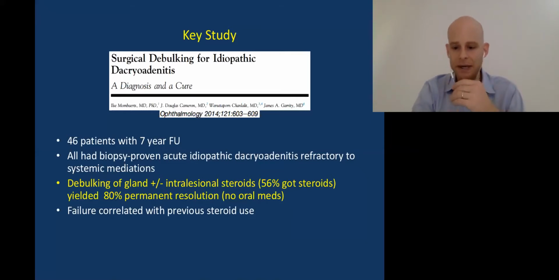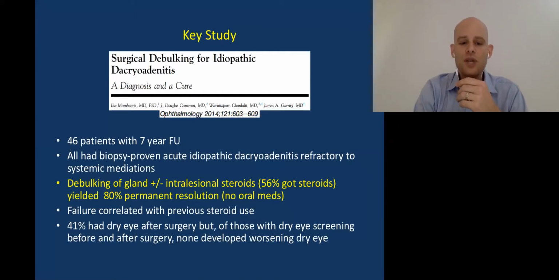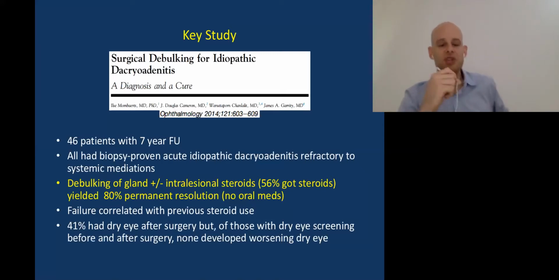fail, okay? And one comment that's important is that 40% of patients had dry eye after surgery, but of those patients that actually had dry eye screening before and after the biopsy, nobody developed worsening of dry eye. So there's no evidence that taking a big chunk of the lacrimal gland and injecting steroids causes worse dry eye. Okay, so it's a low risk procedure that yielded extremely impressive results.